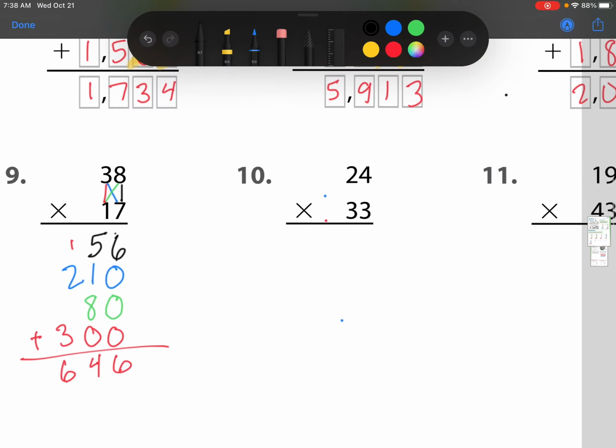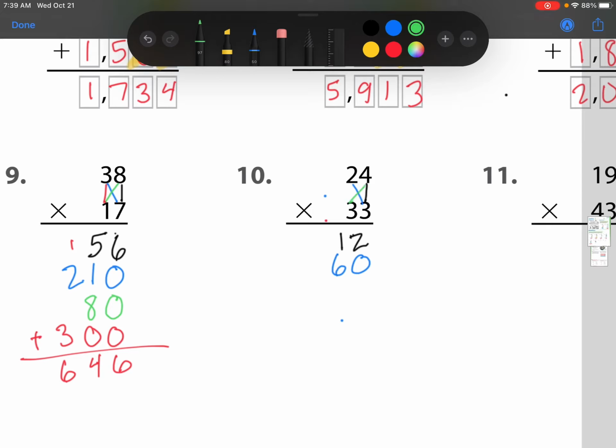Heading over to problem 10 now. Again, I start with my ones place value. 1s times 1s, which is 3 times 4, is 12. My next place value I go to is 3 times 20. 20 has a 0, so I add that 0. Then I have 3 times 2, which is 6.